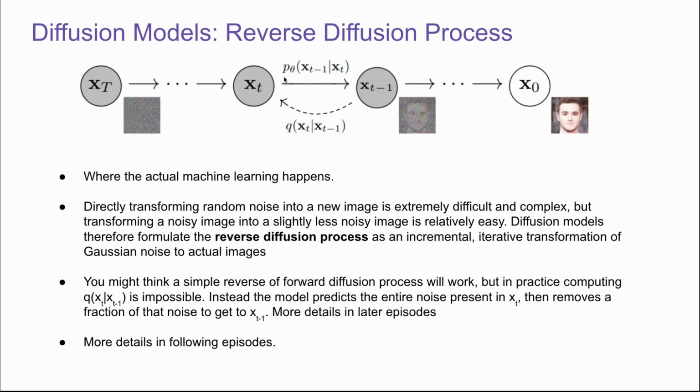So you might think a simple reverse of the forward diffusion process will work. In this case, we want to reverse this function, the Q function. But in practice, computing Q, given xt minus 1, we want xt. This is almost impossible. So instead, the model predicts the entire noise present in xt and then removes a fraction of that noise to get to xt minus 1. More details in later episodes.